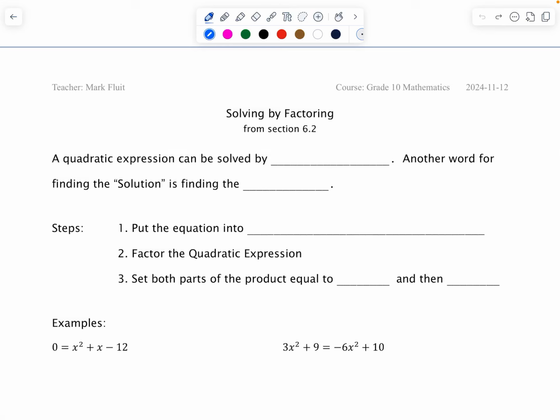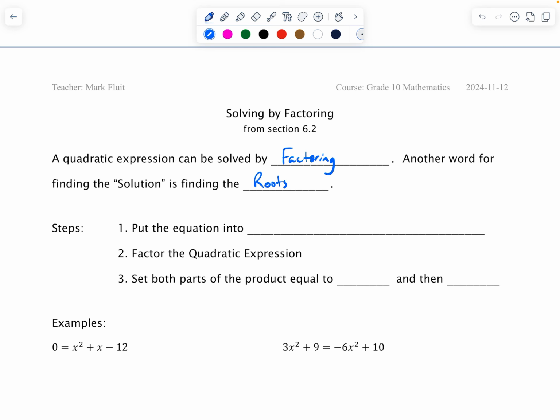All right, we're looking at solving by factoring right now. This is from section 6.2 in your textbook. So a quadratic expression can be solved by factoring. Another word for finding the solution is finding the roots. So what we're going to do, we're going to follow 3 steps every time.